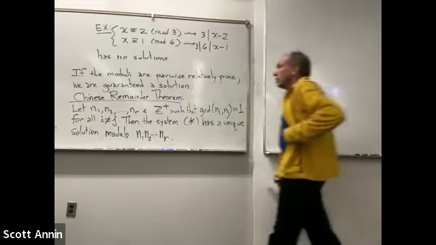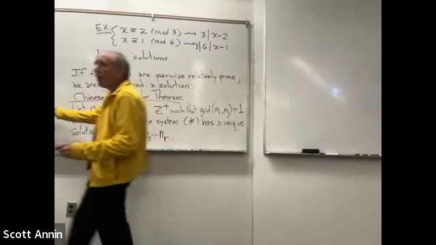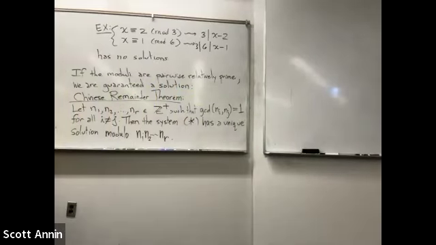So if the moduli are not pairwise relatively prime, then we're not going to be able to use this Chinese remainder theorem. We're not going to have a unique solution modulo the product. We might not have any solution, as we've already seen. So this is very critical.